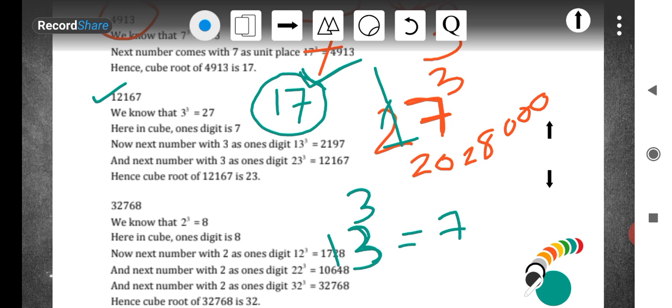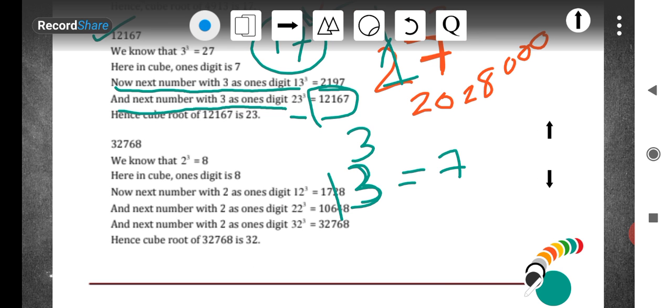So we can add what? You can see, the next number with 3 as the unit digit, suppose 1, isn't it? If you add 1, then what are you getting? 13 cube is 2197. That means the next number with 3 as the unit digit will be 2, isn't it? Now 23 cube will be the value of 12,167. In this way we can guess.